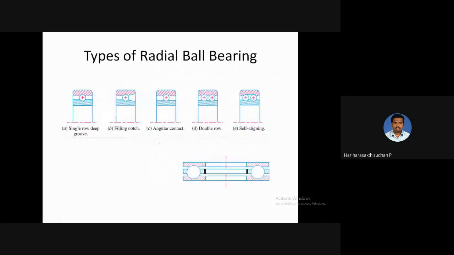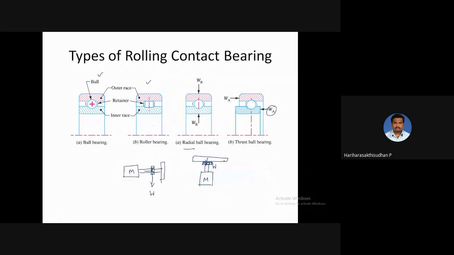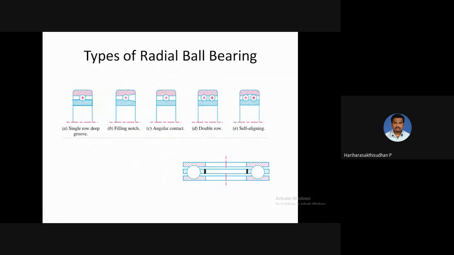If you are using balls, they are ball bearings. If you are using rollers, they are roller bearings. And even in radial ball bearings, we have different types. You don't have to memorize all these diagrams and names. All the names and configurations are available in the PSG data book, and the information on which bearing to use for which application is also in your data book. So you can directly refer to them with ease.